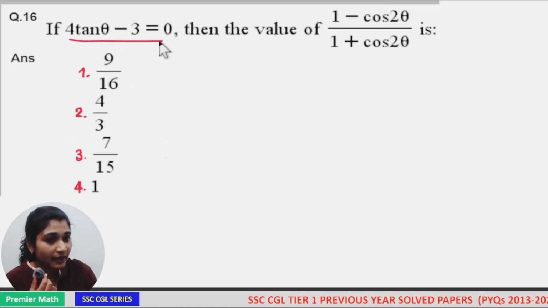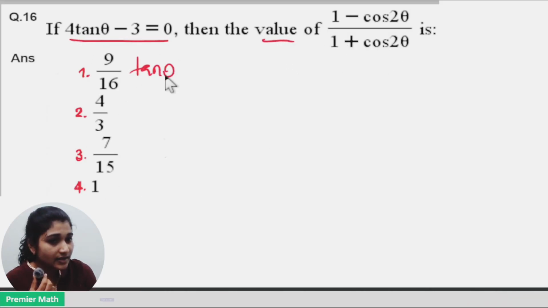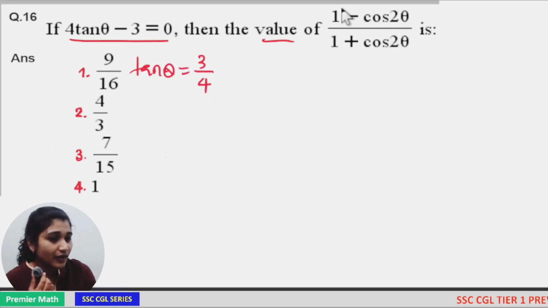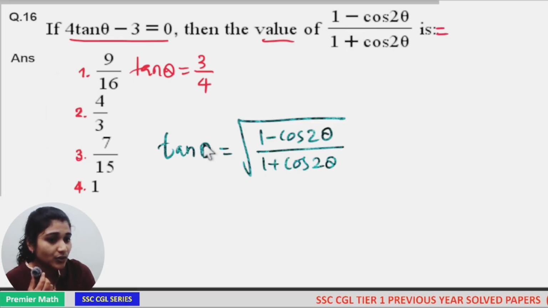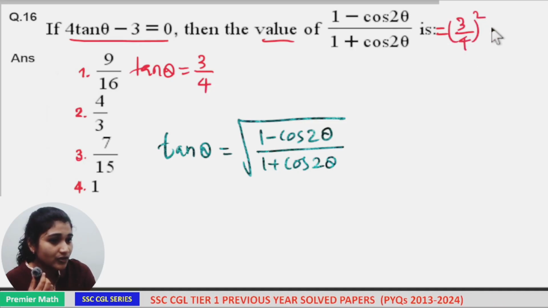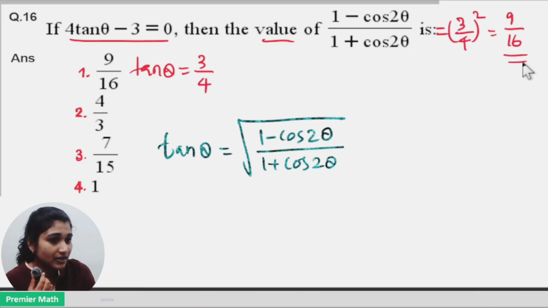If 4 tan theta minus 3 equal to 0, then find the value of the following. Here from this, tan theta equals 3 divided by 4. And this is a famous identity: root of this value equals tan theta. That is, tan theta equals root of (1 minus cos 2 theta) by (1 plus cos 2 theta), which means this value is equal to tan square theta. Tan square theta is equal to 3 by 4 the whole square, which is equal to 9 divided by 16. So option 1 is your answer.